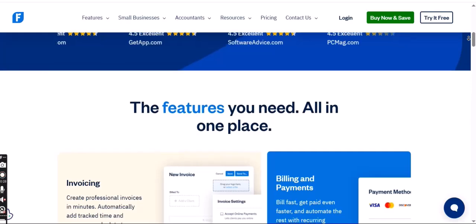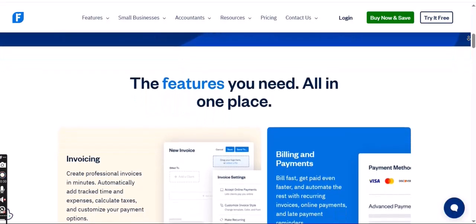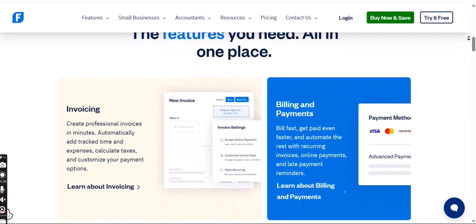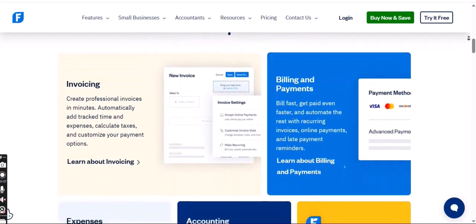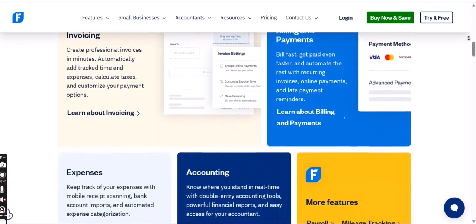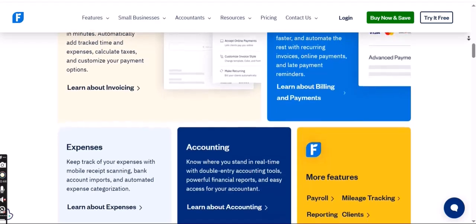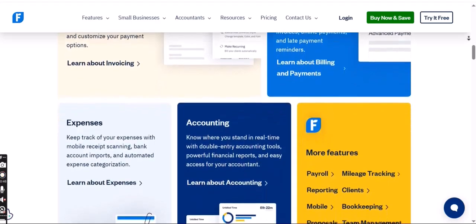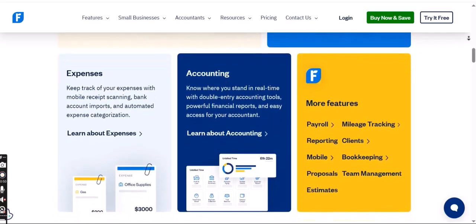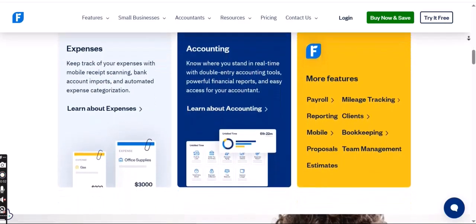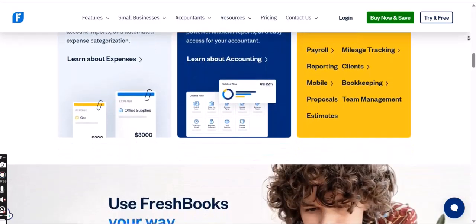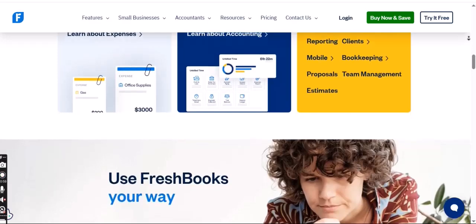How FreshBooks manages the chart of accounts. One of FreshBooks' strengths is its user-friendliness. While it definitely has a chart of accounts working behind the scenes, it often simplifies the direct interaction for users, especially those without an accounting background. Pre-populated categories. FreshBooks comes with a standard, pre-populated chart of accounts with common income and expense categories. This means you don't have to build it from scratch. For many small businesses, these default categories are often sufficient.